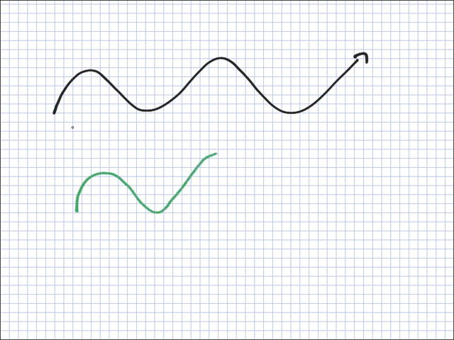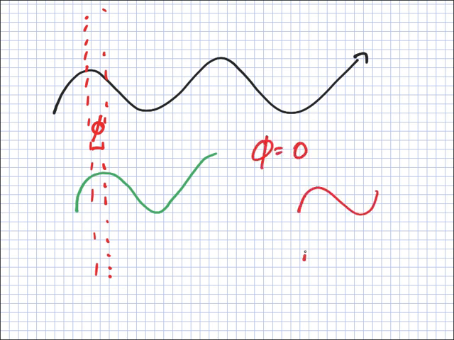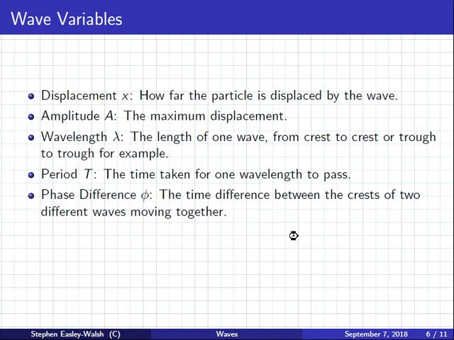Okay. So you see, if you draw a straight line down here, right, no, I'll do it from the crest. And then this one here. You see the crests don't quite line up. So this distance here, this is called the phase difference. If the phase difference was 0, then what you have is this situation where they match up perfectly. Okay, so that's phase difference.